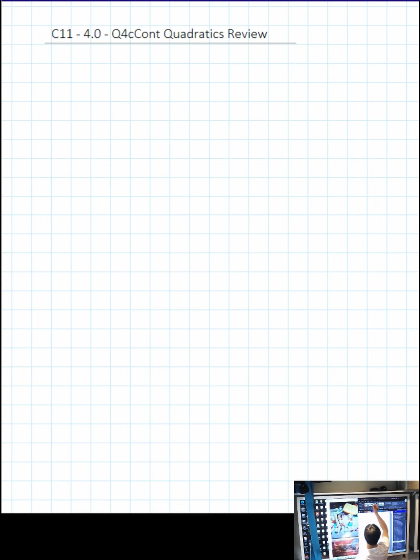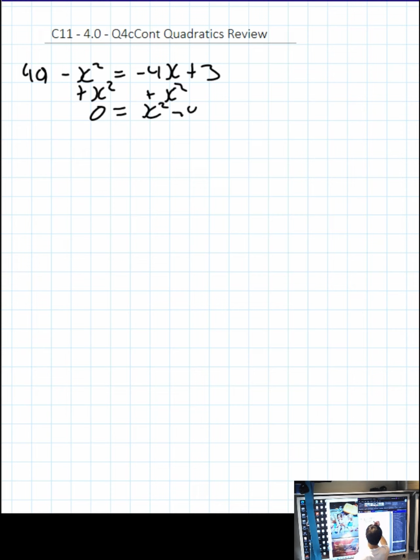Okay, so we are continuing with 4C. We just factored it to show you that that's the old way, and now we're going to do another way. So let's say negative x squared equals negative 4x plus 3. And let's add x squared to both sides, plus x squared, plus x squared, we'll have 0 equals x squared, sorry, minus 4x plus 3.